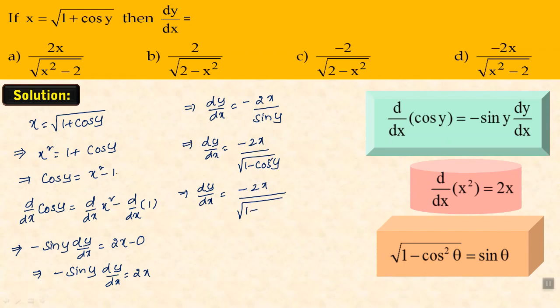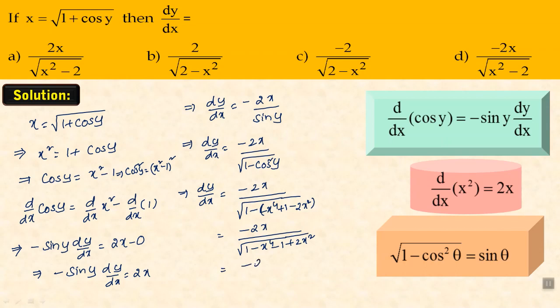From this, cos y is equal to x square minus 1, whole square. So (a minus b) whole square. Here x square whole square, that is x power 4, plus 1 square, that is plus 1, minus 2 into x square. This equals to minus 2x divided by square root of 1 minus x power 4 minus 1 minus into minus plus 2x square.